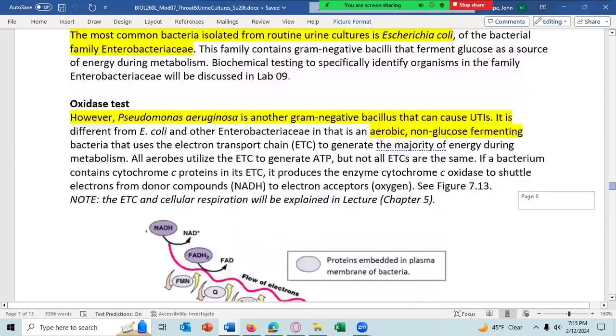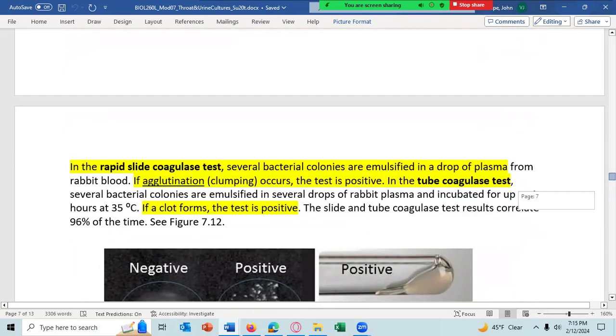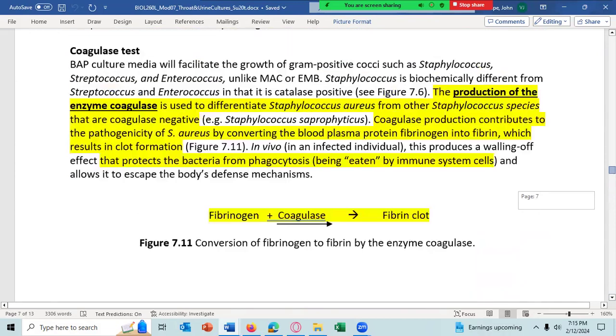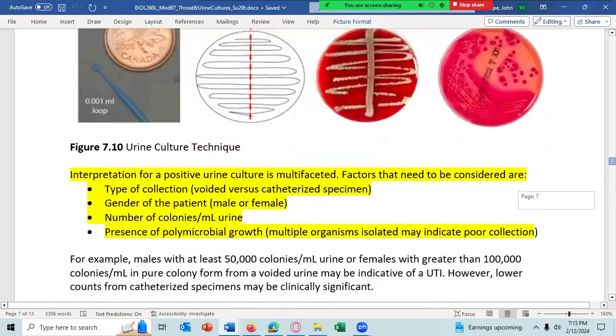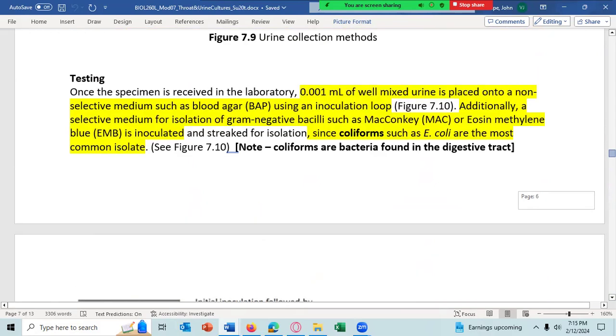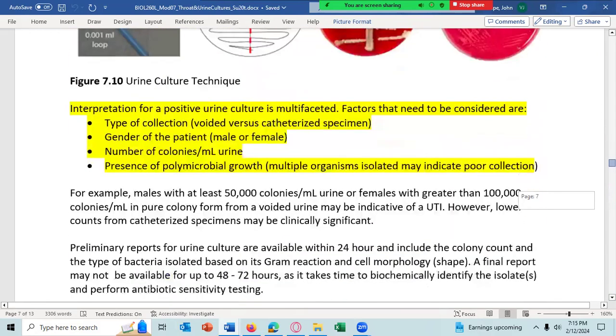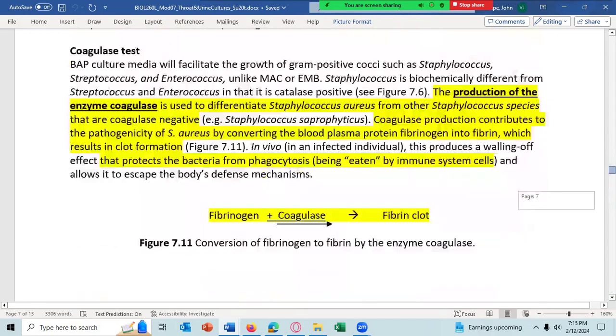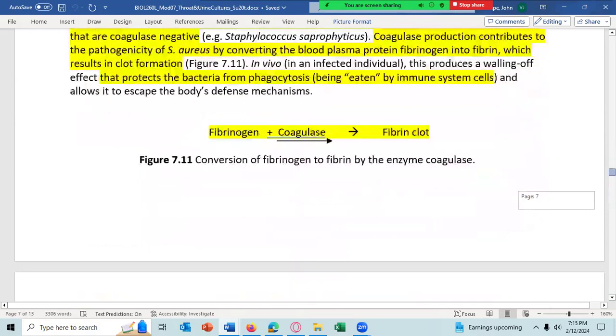All right, is that the three tests I talked about? Oxidase, coagulase. I talked about catalase earlier, because you'll need to know about catalase as well.